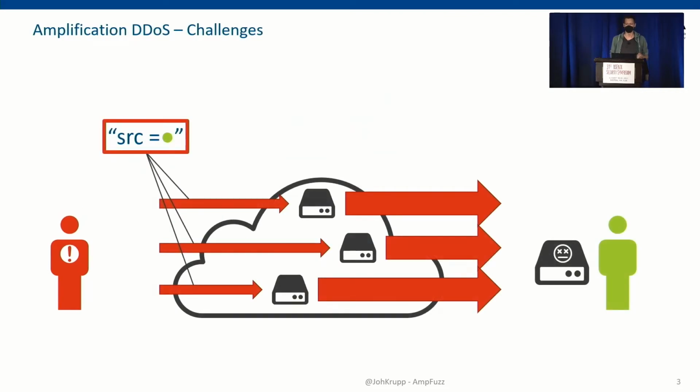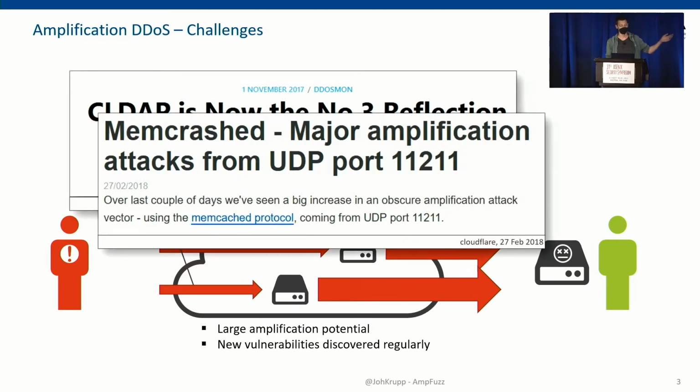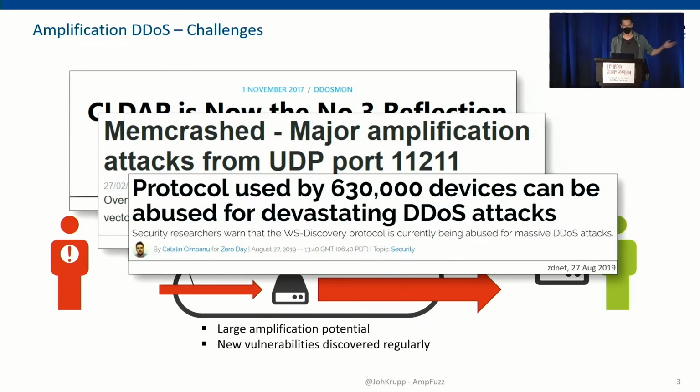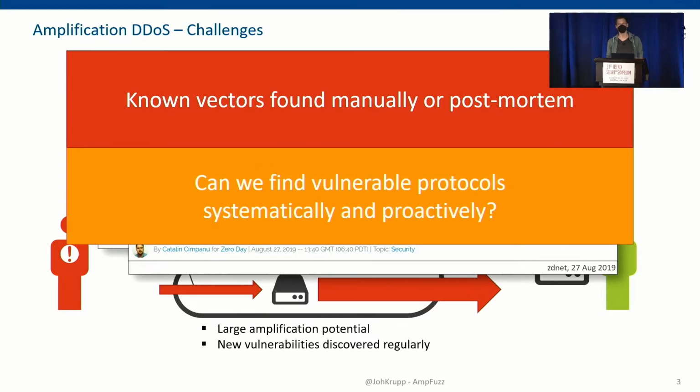And the problem behind those is basically we have a large amplification potential in the open internet and also new vulnerabilities which are discovered somewhat regularly. For example, CLDAP in 2017, Memcached in 2018, another VS Discovery protocol in 2019. However, crucially, all these flaws that we've known so far have been found either through manual analysis or were only discovered post-mortem after we've seen attacks. So our research question now basically is, can we find vulnerable protocols systematically and proactively before they're being abused? And since we're in the fuzzing track, the answer to this that we chose is, let's try fuzzing.